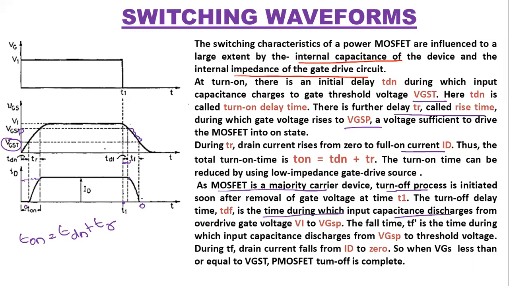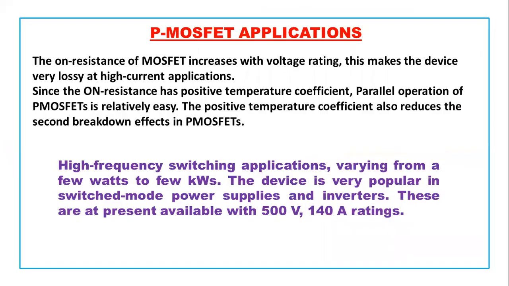So when VGS is less than or equal to VGSP, the MOSFET turns off completely. So below that, the MOSFET is turning off completely. I hope the switching characteristics and waveforms are also clear for you. So now let's see some applications of the power MOSFET.